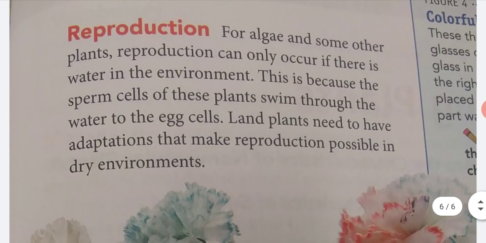Reproduction. For algae and some other plants, reproduction can only occur if there is water in the environment. This is because the sperm cells of these plants swim through the water to the egg cells. Land plants need to have adaptations that make reproduction possible in dry environments.